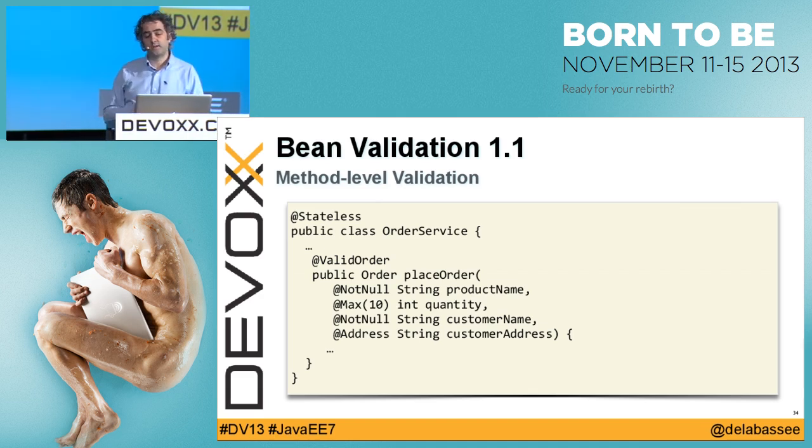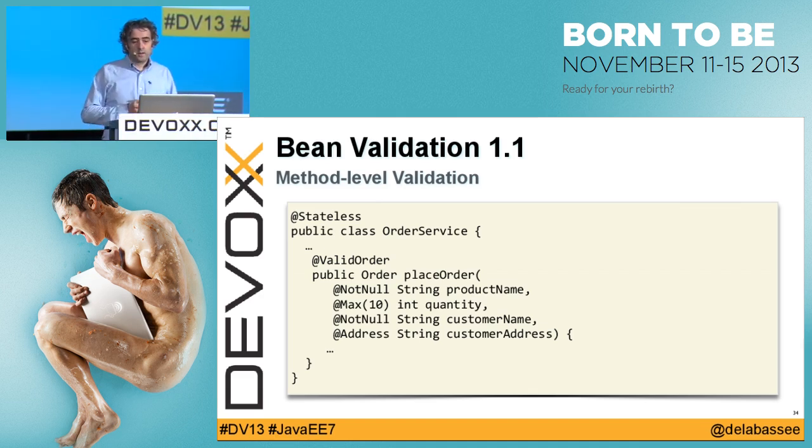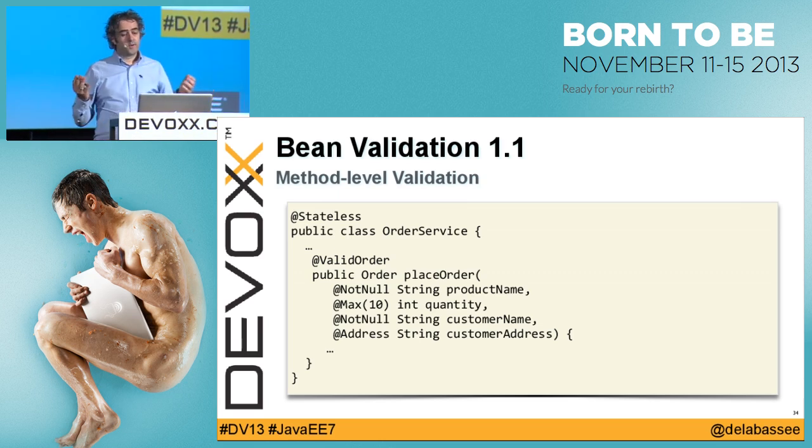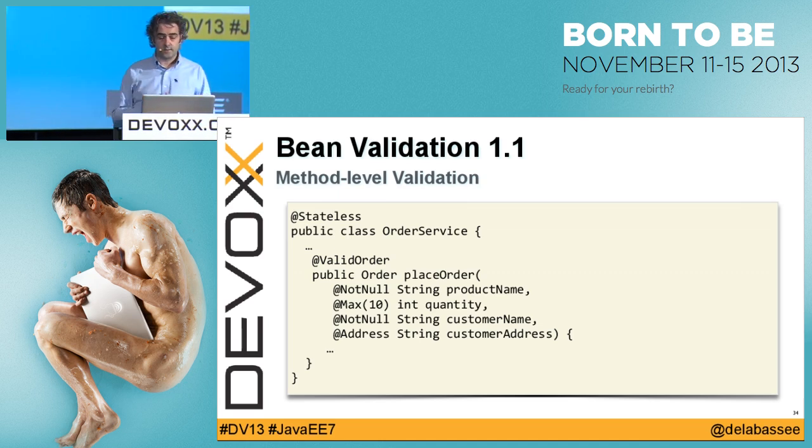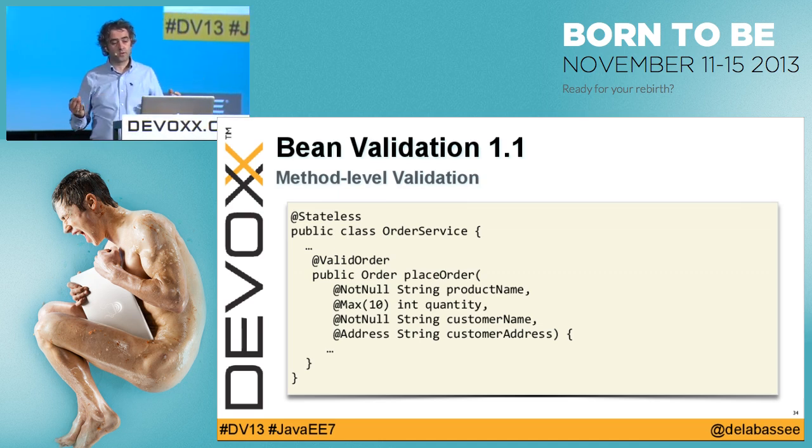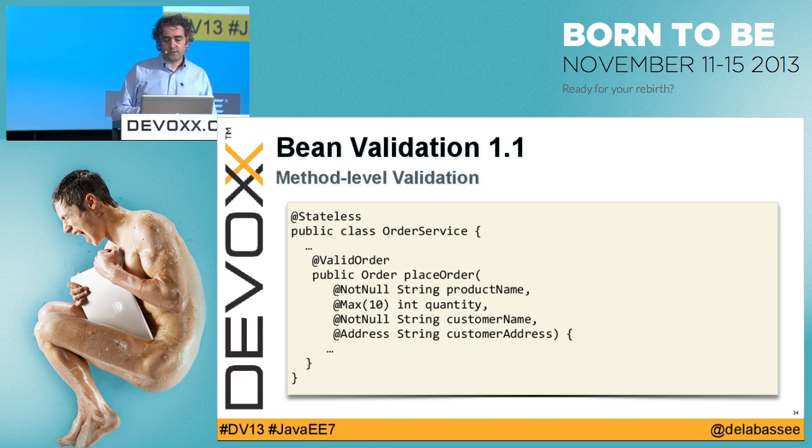we do a validation on its parameters. We don't want to have a product name null. We want to have a quantity that is maximum 10. We don't want the customer name to be null. And finally, the customer address should be validated using an address validator.